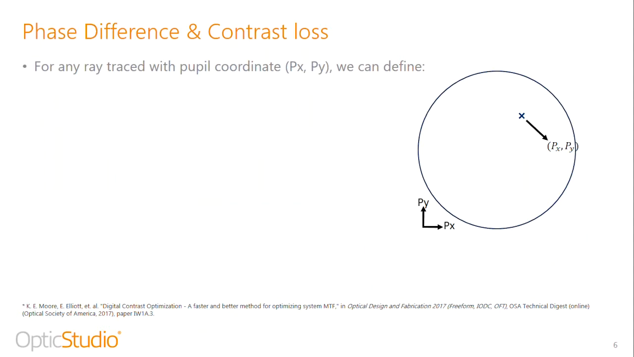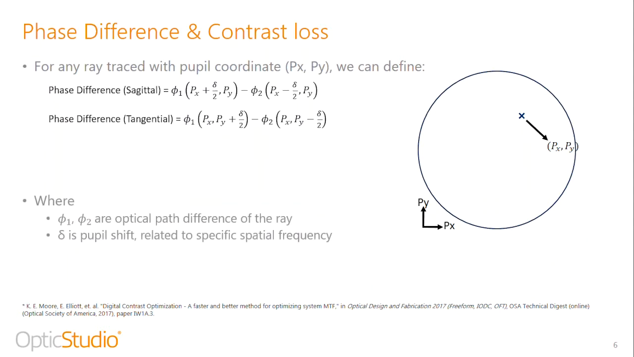Given that the MTF can be calculated from the autocorrelation of the pupil function, here we can define the phase difference and the contrast loss. The phase difference is defined here. For any pupil coordinate, px and py, we can always trace two rays. The two rays are launched from the same field and the same wavelength, and are separated by delta in pupil coordinates. For sagittal, they are separated in x direction in the pupil, and for tangential, they are separated in y direction.